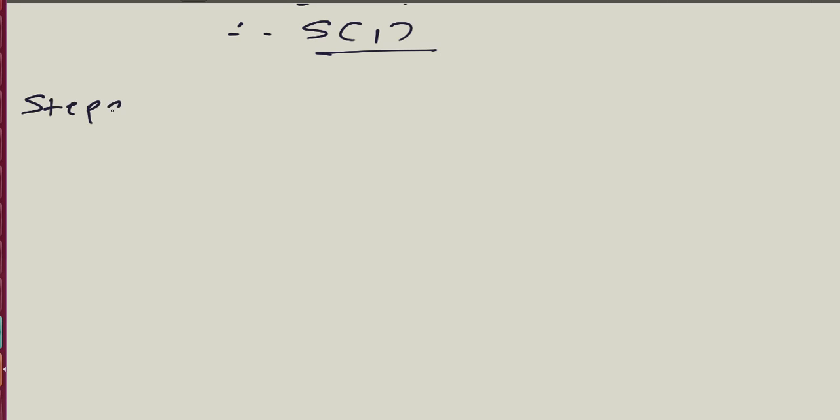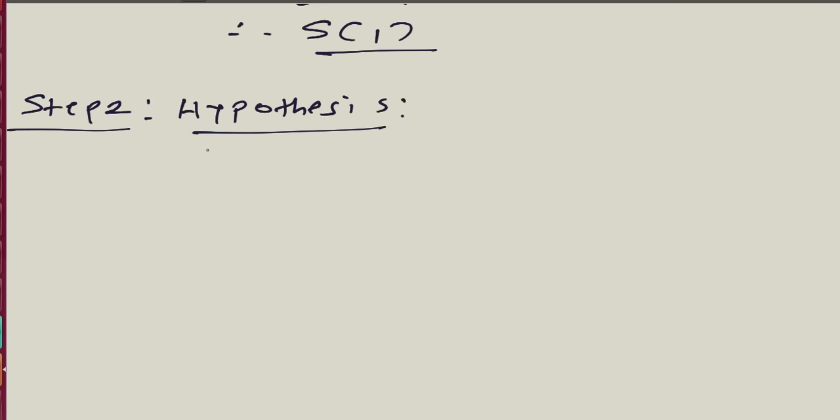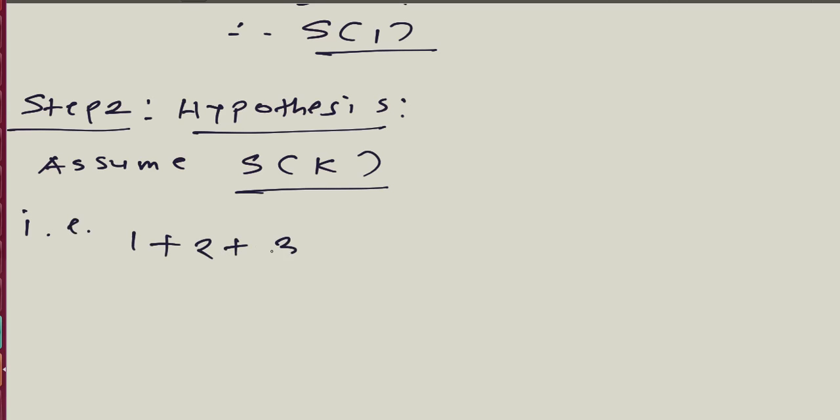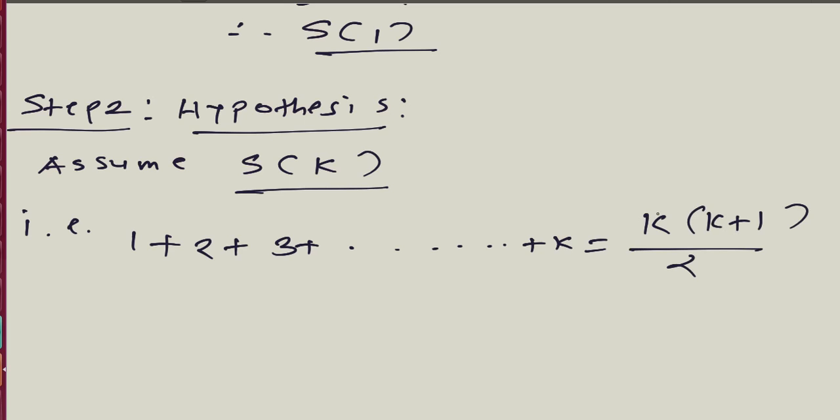Step 2, the hypothesis. Here we assume the statement is true for k. S of k, where S stands for statement or theorem, is true for k, that is, 1 plus 2 plus 3 plus up to k is equal to k into k plus 1 by 2. We substitute k in place of n because we are assuming this theorem is true for the first k natural numbers.